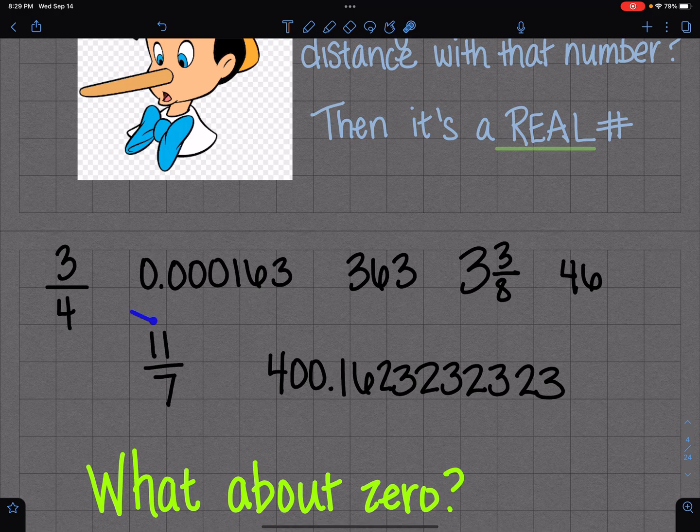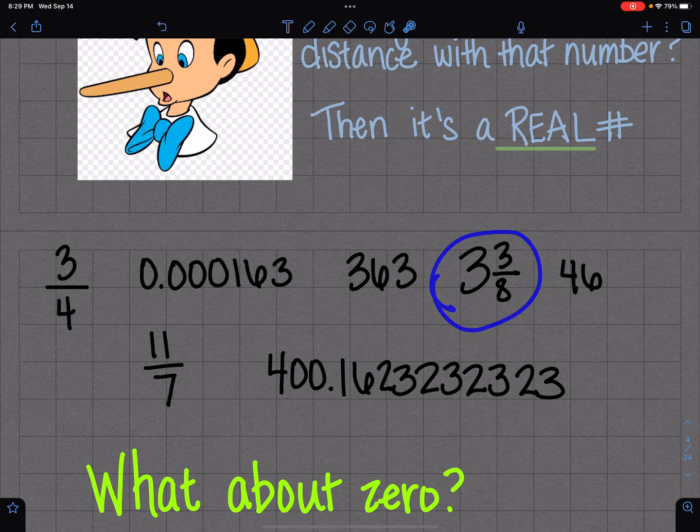Or it could be 0.00163 and then the unit is miles. So it might not be tiny. It just might have a humongous unit on there, right? But yes, you could use that number to describe a distance. 363, you could obviously say like 363 feet or inches or something.